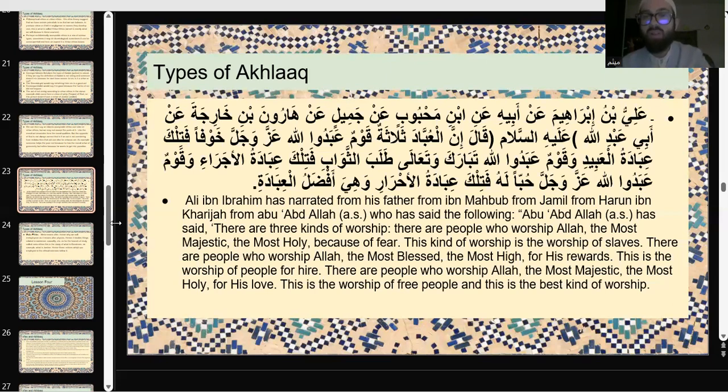There are people who worship Allah, the most blessed, the most high, for his rewards. This is the worship of people for hire, the merchant. There are people who worship Allah, the most majestic, the most holy, for his love. This is the worship of who? Ibadatu al-ahrar, the worship of the free people. And this is the best kind, the most meritorious kind of ibadah.